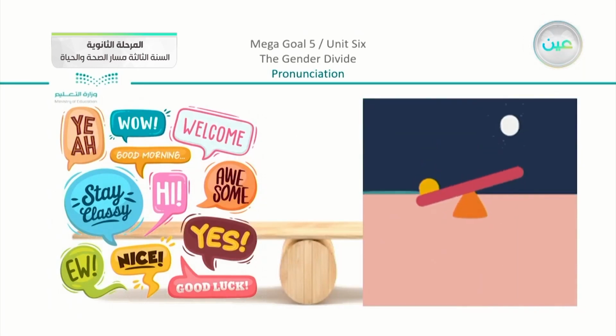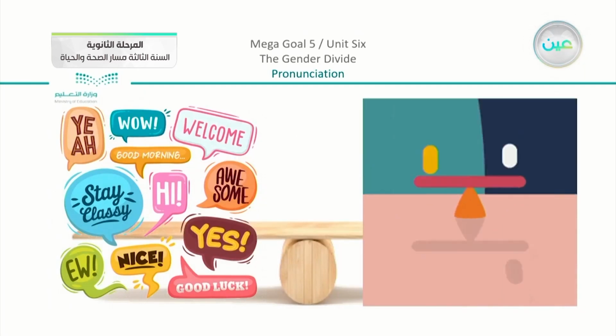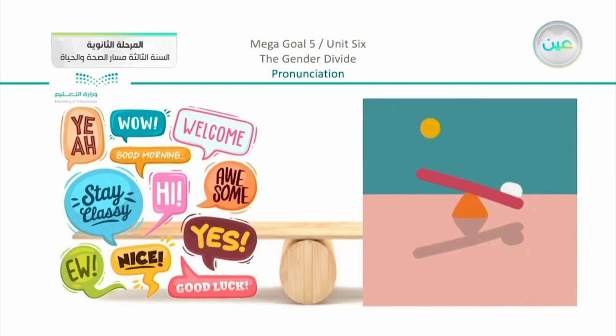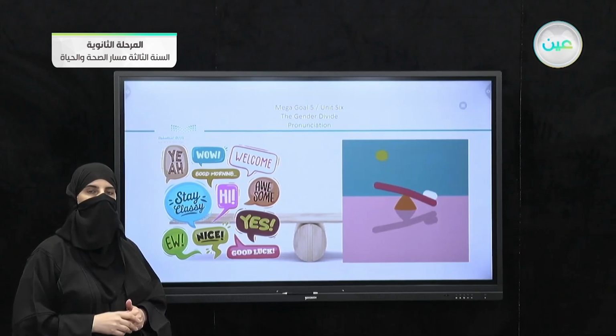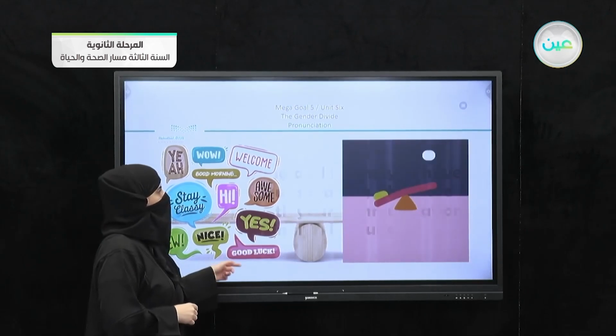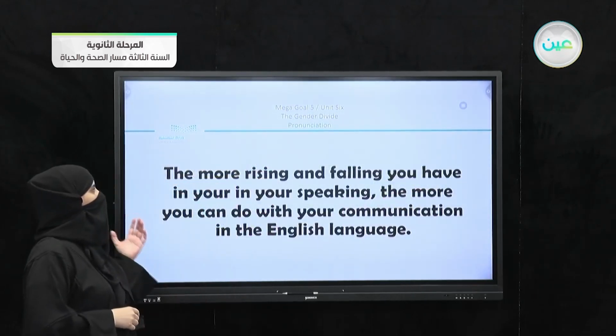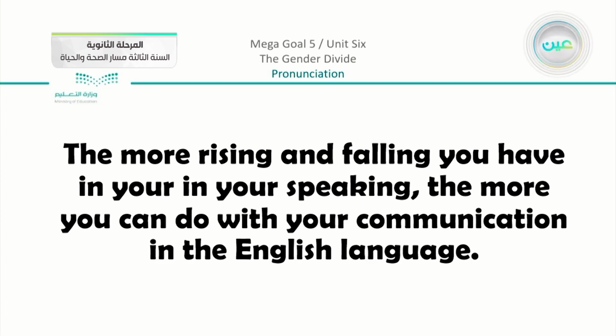We are going to sometimes speak on the same rhythm or the same balance. Sometimes we can make it high and other times we can make it low. Now this is the part that we have here. The more rising and falling you have in your speaking, the more you can do with your communication in the English language.